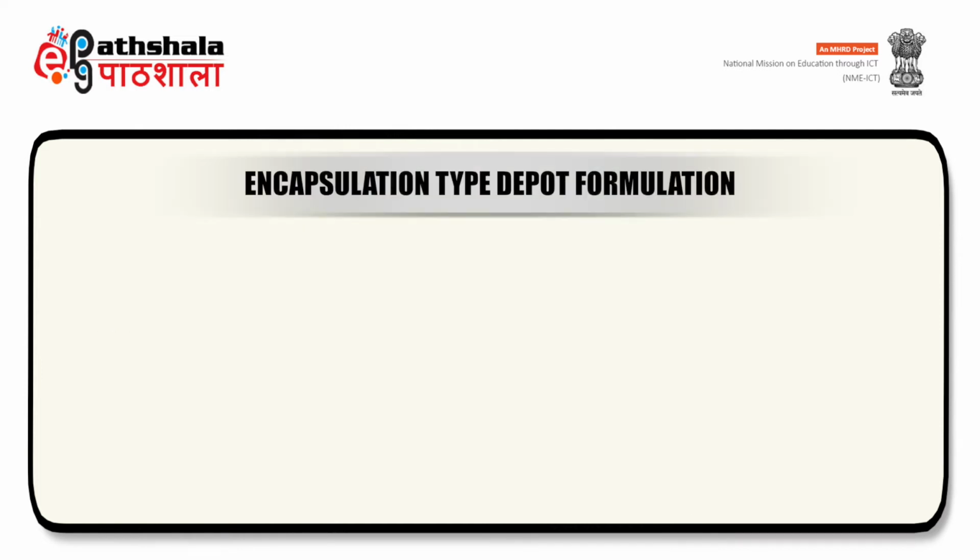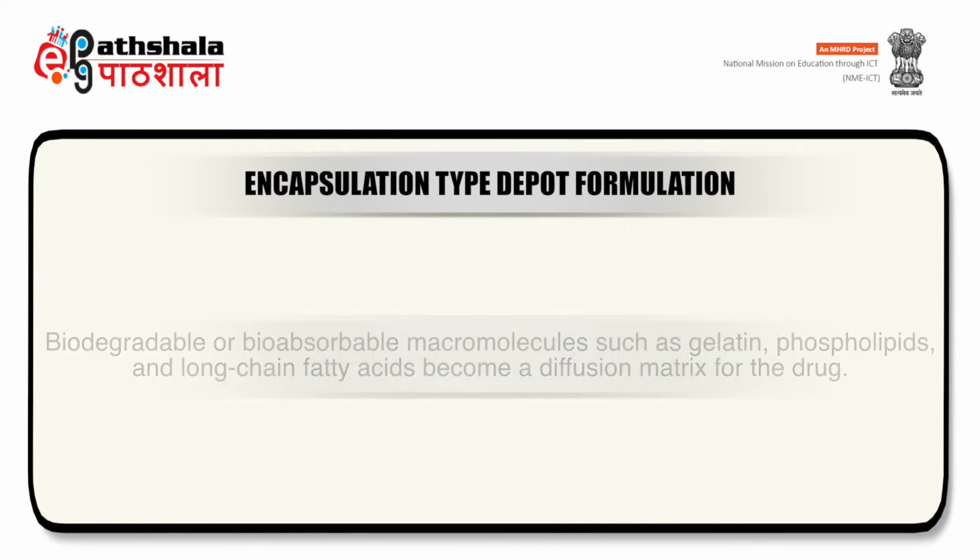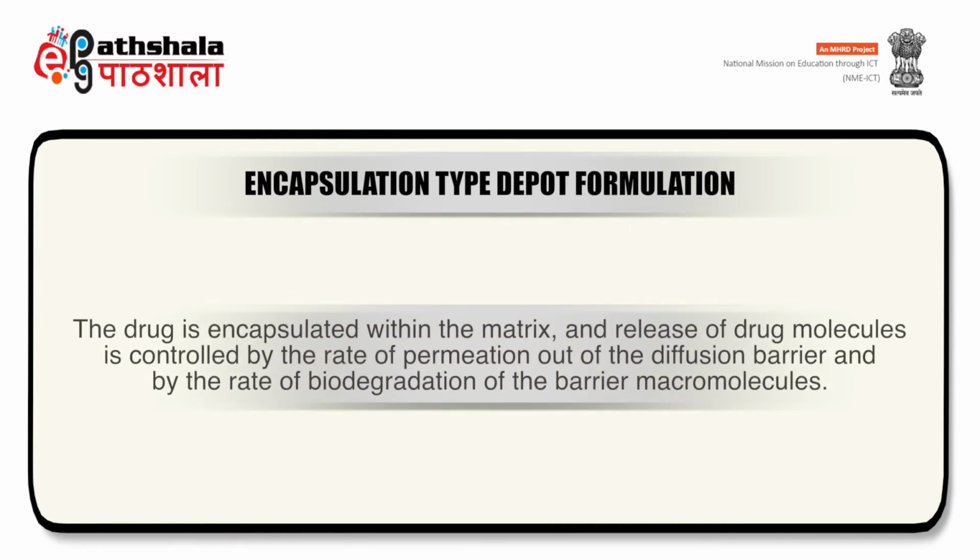A third type of depot preparation is encapsulation type, in which biodegradable or bioabsorbable macromolecules like gelatin, phospholipids and long-chain fatty acids become a diffusion matrix for the drug. Drug is encapsulated within the matrix and release of drug molecules is controlled by the rate of permeation out of the diffusion barrier and by the rate of biodegradation of the barrier macromolecules.